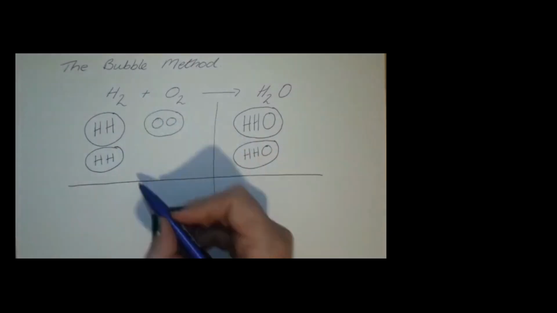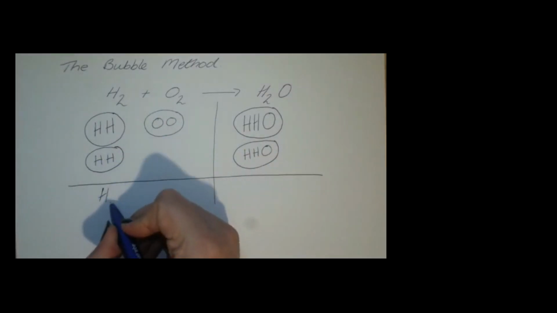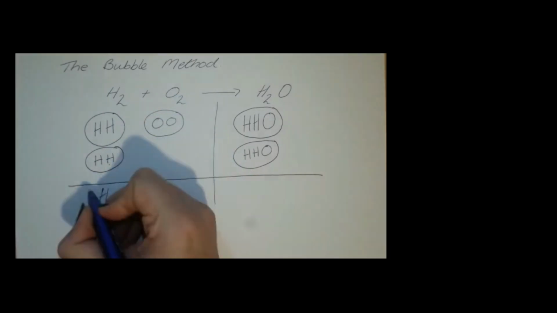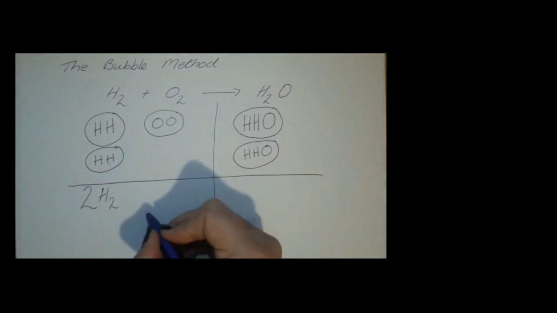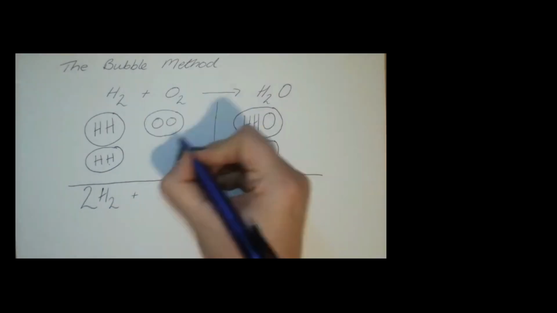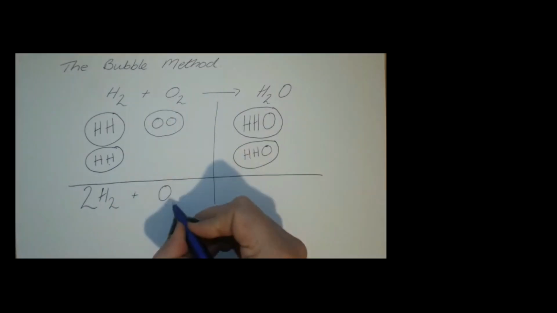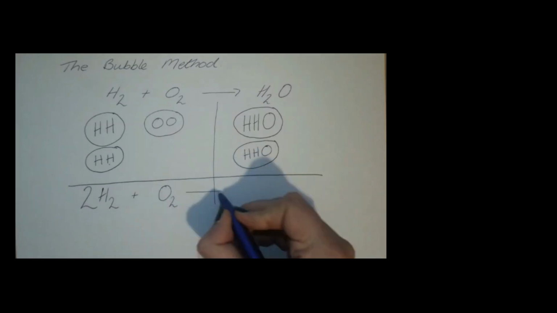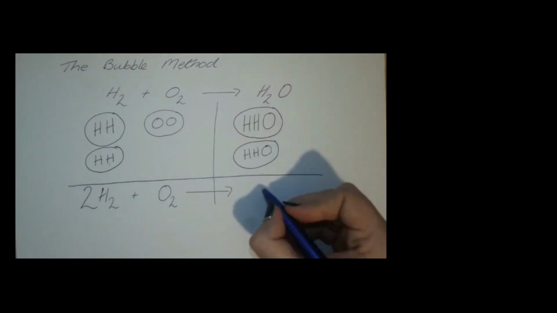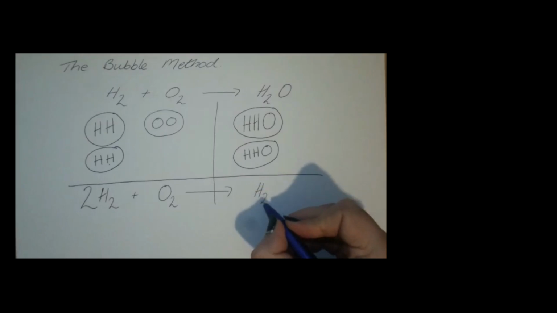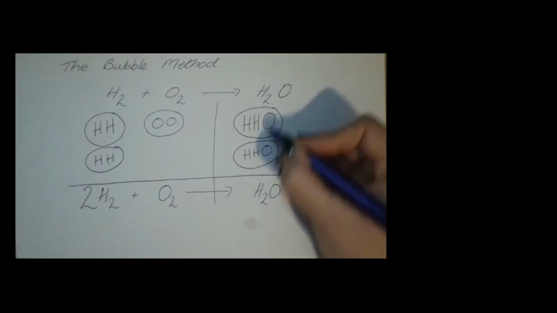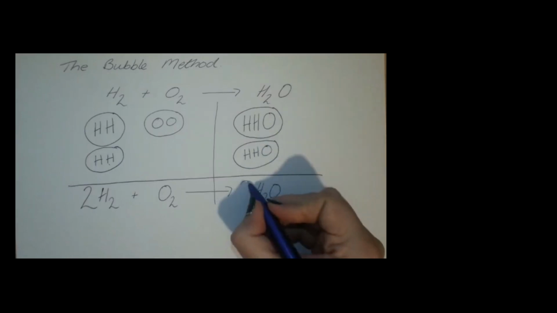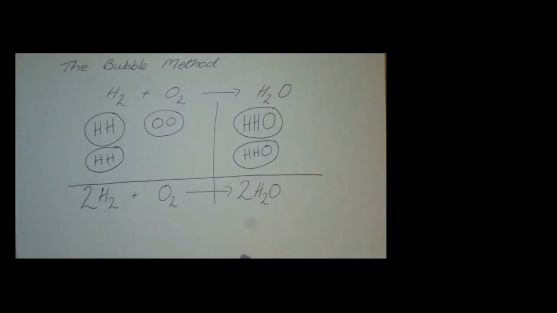So now what I'm going to do is rewrite my equation. For H2, how many bubbles do I have? 1, 2 bubbles. So a big 2 goes in the front. That's reacting with oxygen. I've only got one bubble there, so I don't need to write anything in the front here. That is going to make water, and the symbol for water is H2O, so I've not changed that, that's good. And how many bubbles do I have? I've got 2 bubbles here. So I'm going to put a big 2 in the front like that.